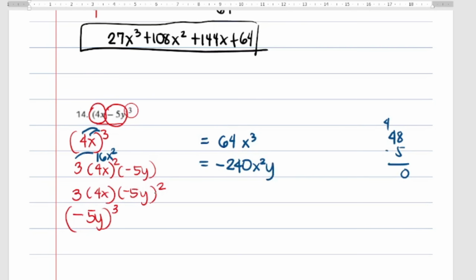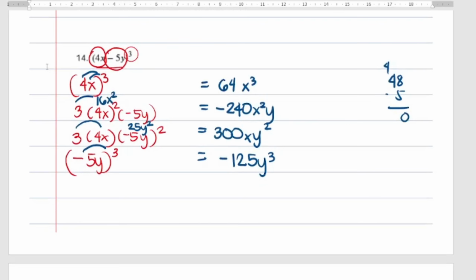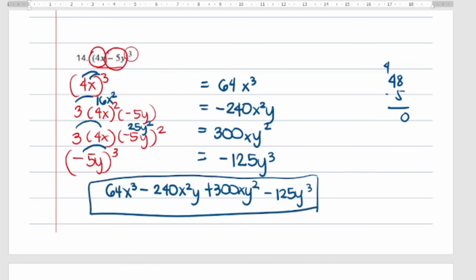Next, you get the square of this one first. So negative 5y squared is 25y squared. So 3 times 4x is 12x times 25y squared is 300xy squared. Lastly, negative 5 cubed is negative 125, then y cubed. Then write them as a single expression. 64x cubed minus 240x squared y plus 300xy squared minus 125y cubed. And obviously, there is no like term, so this is now our final answer.